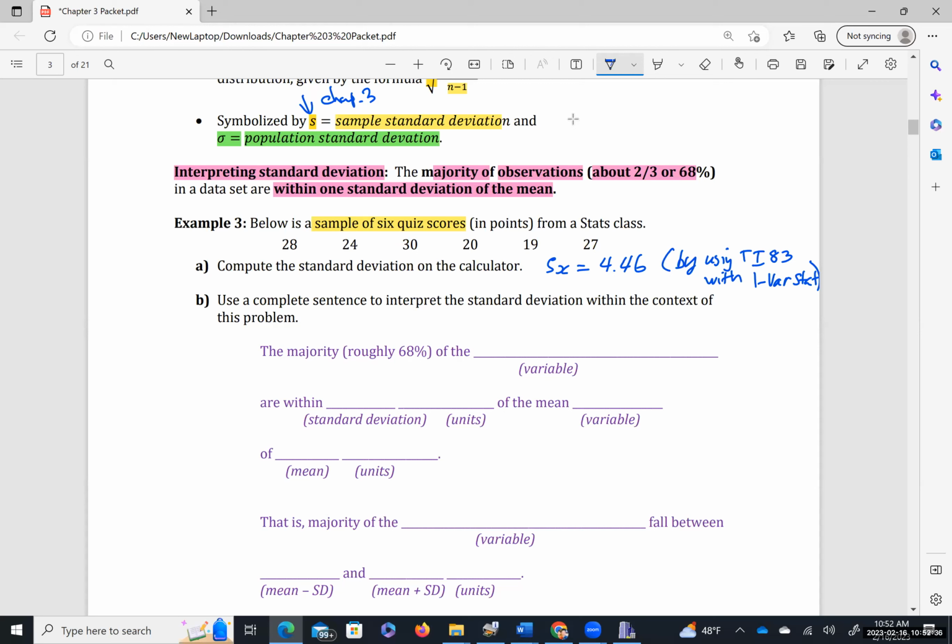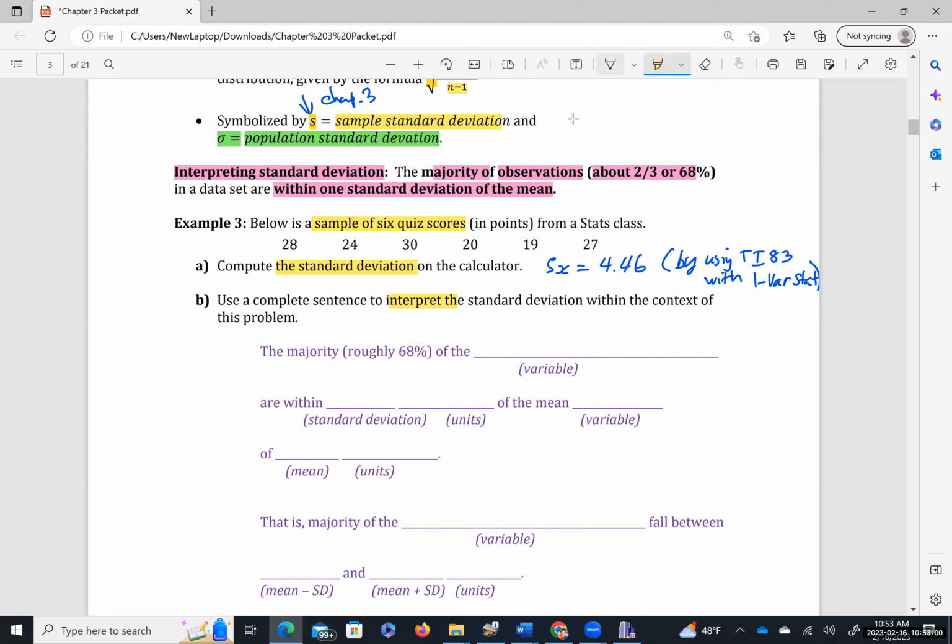All right, so we move to part B. After finding the standard deviation, right? Let me highlight it on the calculator. We're going to try to interpret it.